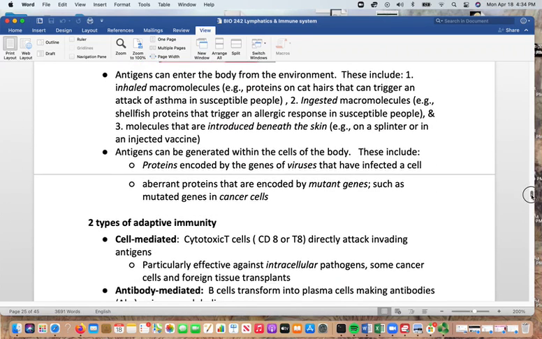So ways antigens can get in, they can be inhaled, such as proteins on cat hair, triggering asthma. It can be ingested, so you could swallow it, like shellfish protein that could trigger a reaction. It could be introduced beneath the skin, splinters, injected vaccines, puncture wounds. And then antigens can be generated within the cells of the body. So these could be proteins that are encoded by genes of viruses that infected a cell, or aberrant proteins that are encoded by mutant genes like you would see in cancer cells.